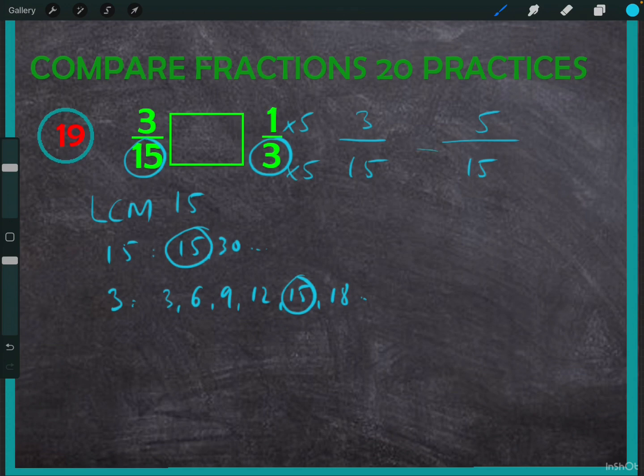From here we have two new fractions with the same denominator. To compare them, we only need to compare the two numerators. 5 is greater than 3, so 5 over 15 is greater than 3 over 15. Or 1 over 3 is greater than 3 over 15.